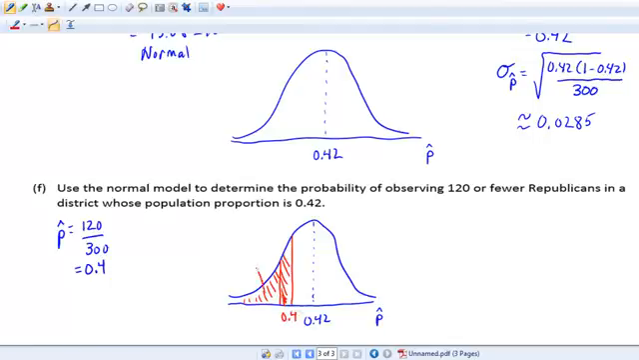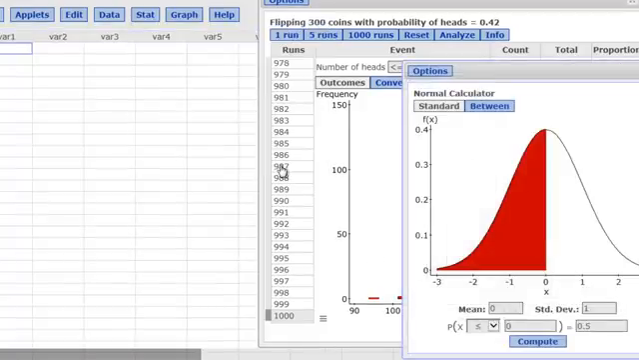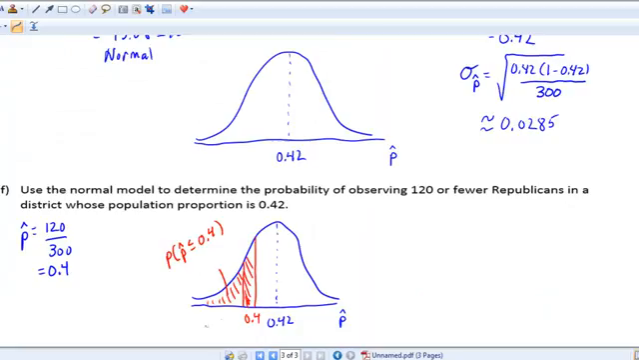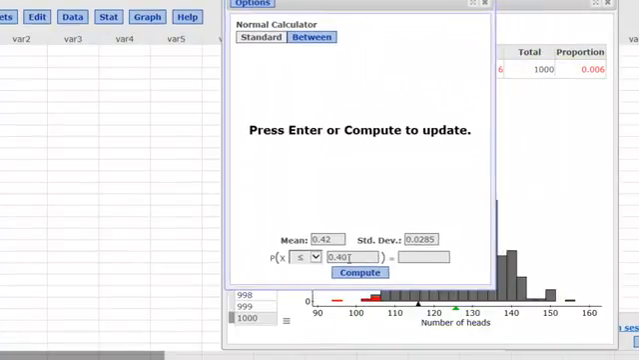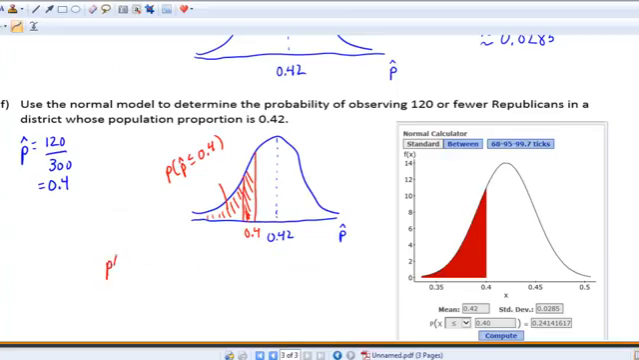And so we have to find this area. This is basically the probability of getting a p hat less than or equal to 0.4. So we're going to go to StatCrunch, Stat Calculators, Normal. The mean is 0.42. The standard deviation was 0.02, what was it again? 85. And we want the probability of getting a sample proportion less than 0.4. See that? Click compute.